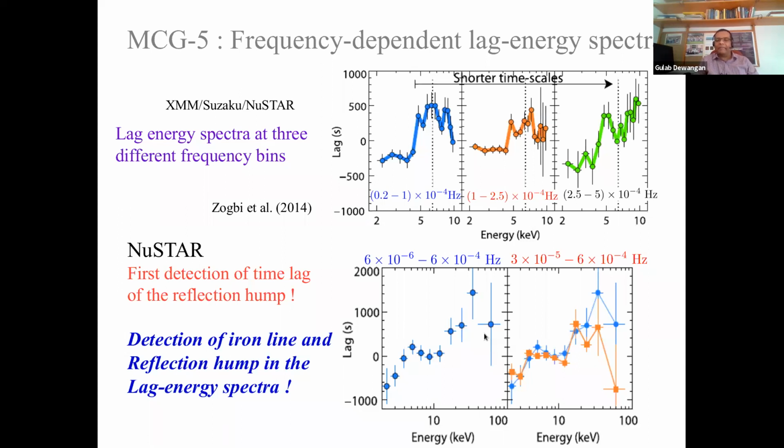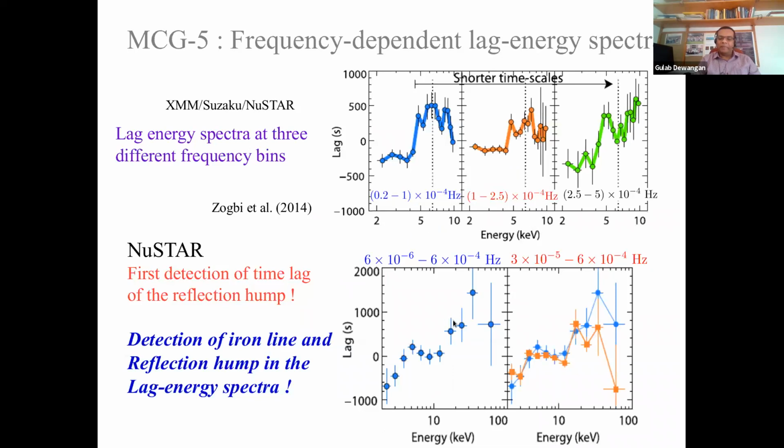So that process gives rise to the softer X-rays leading the harder X-rays, or the longer wavelength radiation leading the shorter wavelength radiation, because the fluctuation is traveling along the accretion disk and finally reaching the innermost region. So this variability doesn't have anything to do with reflection. That variability has nothing to do with the reflection. Okay. Now I got it. Thanks.